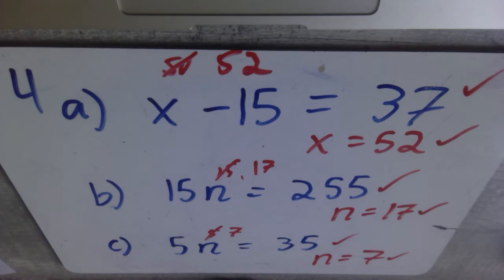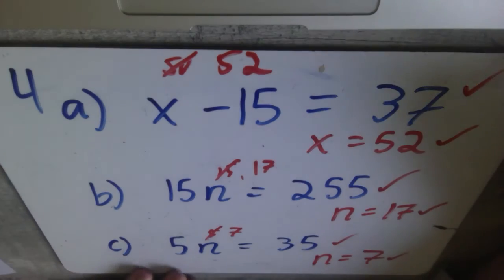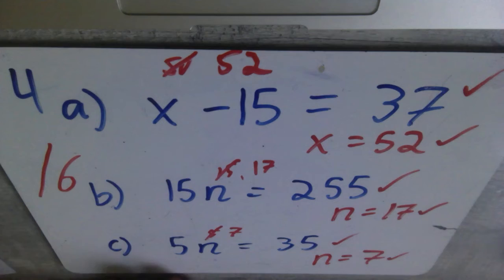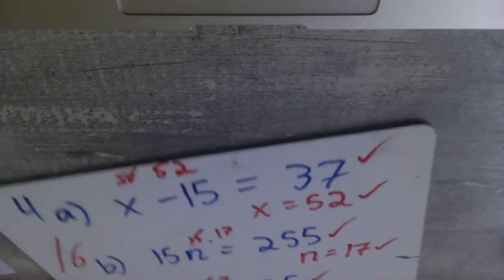So the total in number 4 should be out of 6, 2 marks for each question. Total that up, and let's move on to number 5. Okay, number 5 once again is more of a word problem.